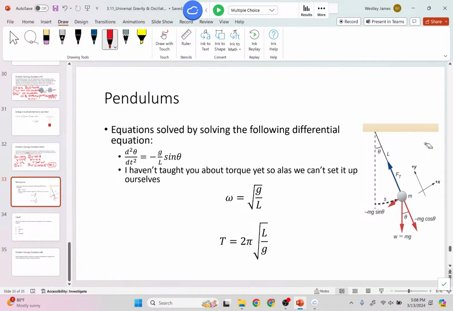But what I want to point out here is the angular frequency of a pendulum. It's really cool. It literally only depends upon how strong gravity is, the acceleration due to gravity, and the length of the pendulum. It doesn't matter how big you are. It doesn't matter their mass. We're assuming no friction.